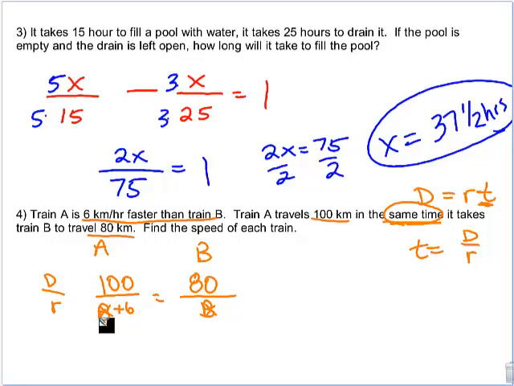Okay, so let's solve this now. So how would we solve this? Same denominators. Oh, they're already equal, so we don't need to do that. Cross multiply and solve it. So we have 100 times b is equal to 80b plus, what will be 80 times 6? 480, yep.